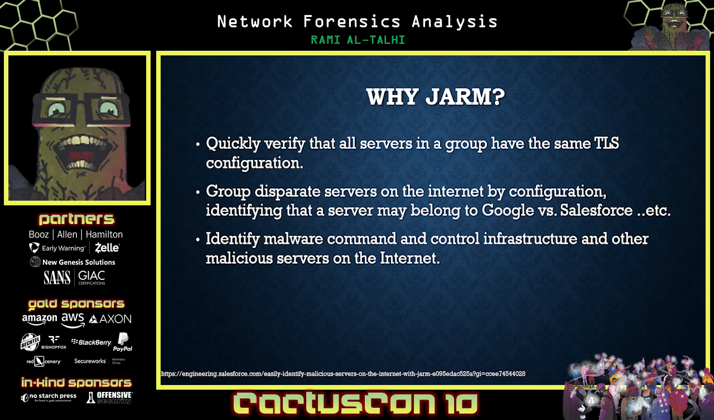It also groups disparate servers on the internet by configuration, to identify that a server might belong to Google or Salesforce, as we described earlier. Also, it helps to identify malware, C2 infrastructure and other malicious servers on the internet. You might have the JARM fingerprint for the C2 backend, so you can utilize JARM to actively scan the servers and identify those TLS configurations.